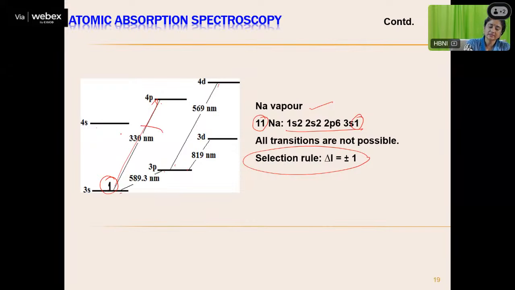All these transitions have different wavelengths. The 3s to 3p is the most probable transition for the sodium atom. While doing measurements, we normally monitor this wavelength. This is the maximum probable line.